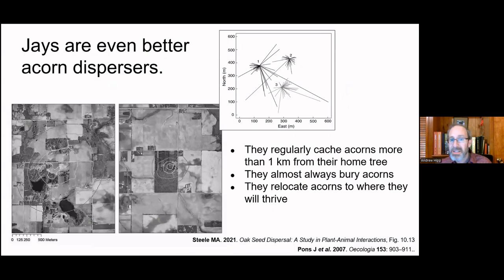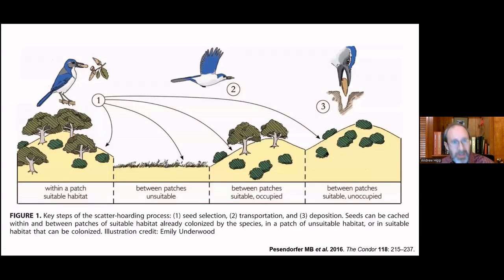Blue jays, gray jays, Mexican jays, they regularly cache their acorns more than 1 kilometer from their home tree. They almost always bury acorns, which means that they're less likely to dry out, less likely to be eaten by other herbivores, and they relocate acorns to where they will thrive, often in relatively sunny conditions. So wherever you go in the world, where there's oaks, you tend to find jays.